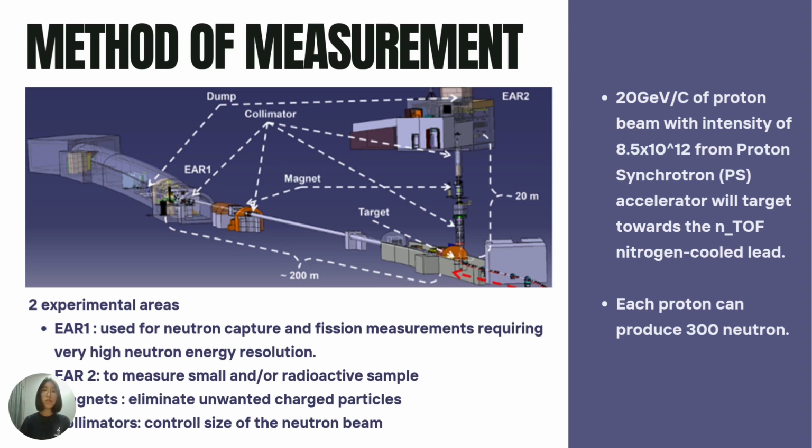Right now we are going to share about the method of measurement for the neutron time-of-flight experiment. There will be a 20 GeV/c proton beam with an intensity of 8.5 times 10 to the power of 12 from the Proton Synchrotron accelerator, which will be targeted towards the n-ToF nitrogen-cooled lead target. Each proton will produce around 300 neutrons.